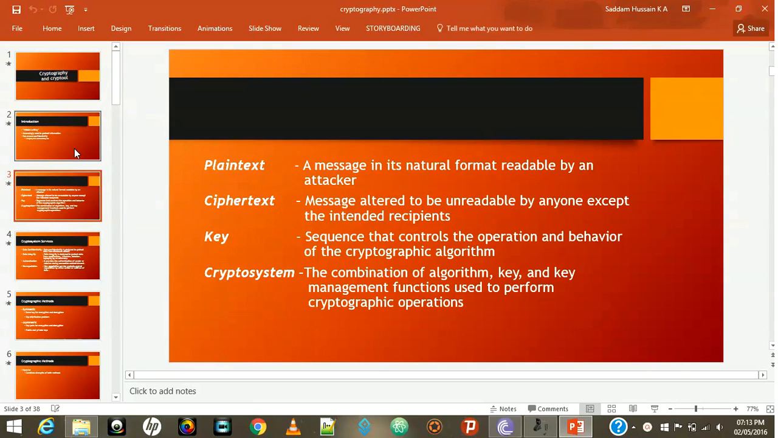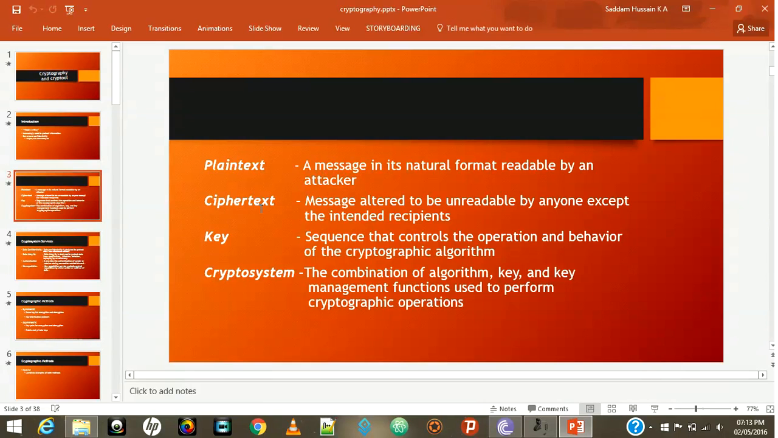Next, in cryptography we have certain terms. The terms are plain text, ciphertext, key and crypto system. What is plain text? Plain text is a message in its natural format, readable by an attacker. That is, plain text can be read by everyone, so it becomes easier for the attacker to attack the information.